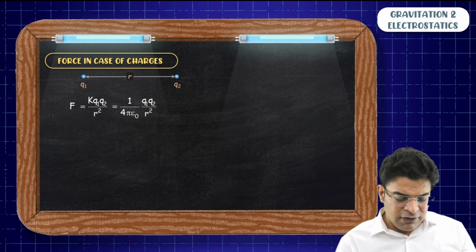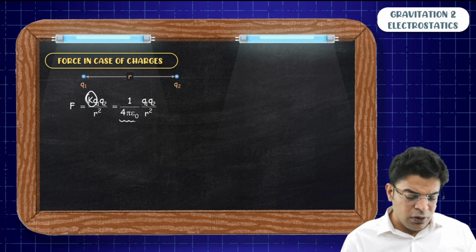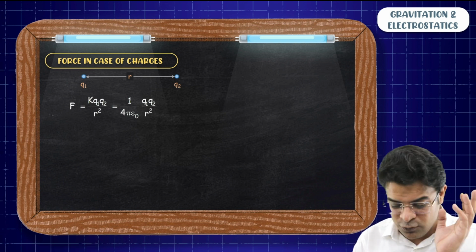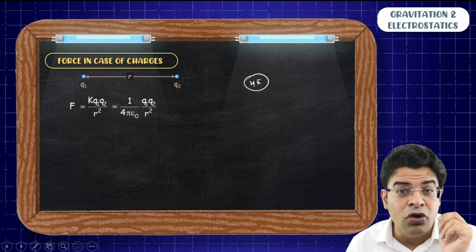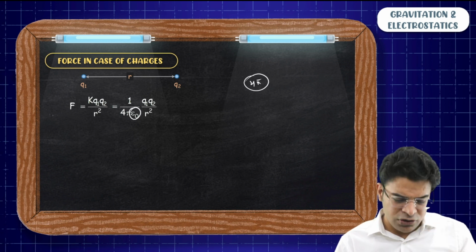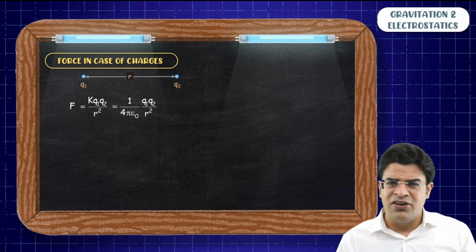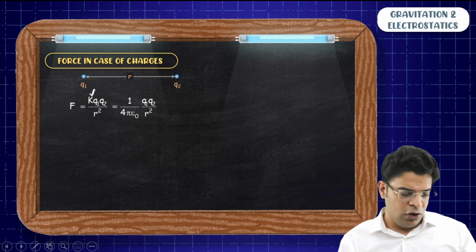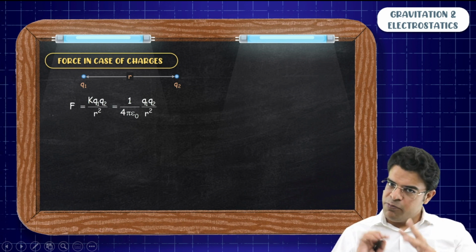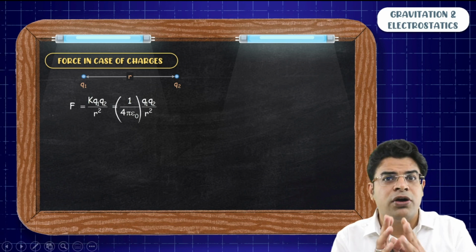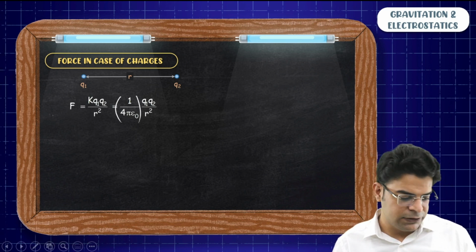Now you will say, sir, why will anyone ruin this beautiful k and write an ugly 1 by 4 pi epsilon naught? This 4 pi will make sense in Gauss law. Why are we talking in terms of a new quantity epsilon naught rather than our super beautiful k? It will make sense, just keep on listening. So rather than keeping our beautiful k, we like to make it ugly and write it as 1 by 4 pi epsilon naught because it has its own advantages.